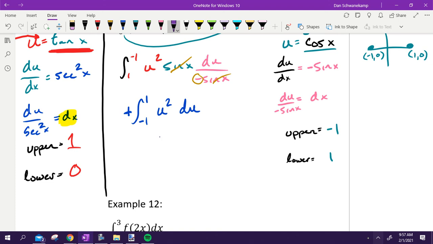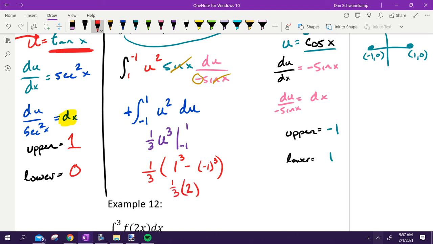The antiderivative of u squared is going to get me u cubed, divided by my new exponent, 1/3. Evaluate that from the lower bound to the upper bound, -1 to 1. I've got a constant, so I like just taking that constant out in front. It's 1 cubed minus -1 cubed. What is 1 cubed minus -1 cubed going to get me? That is 2, because -1 cubed would be -1, minus a -1. That is 2 times 1/3. My answer is going to be 2/3.